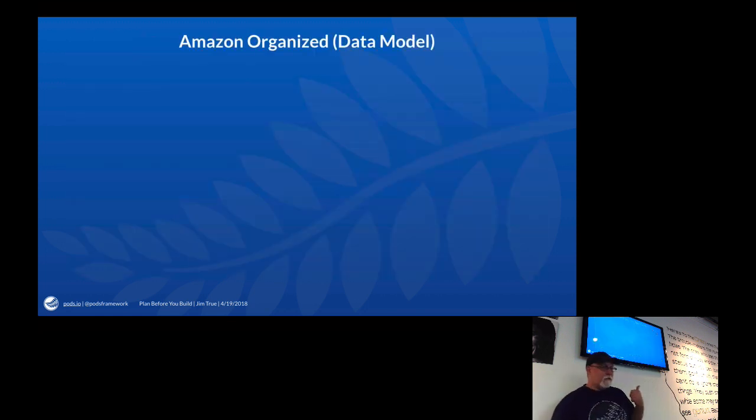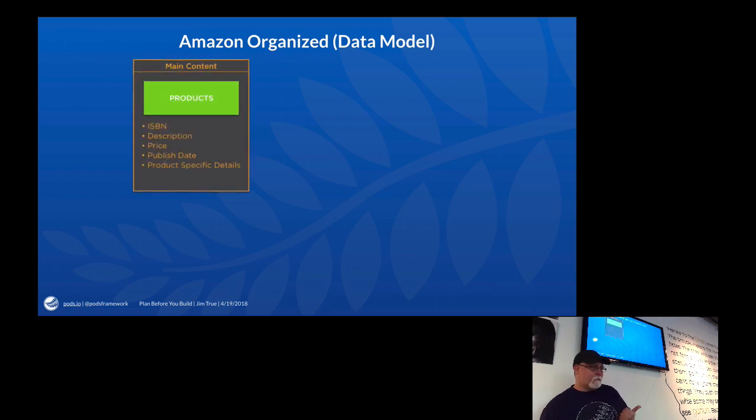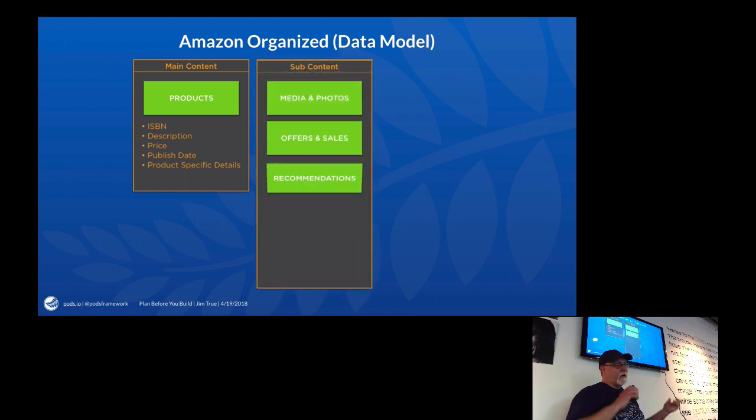So if we were looking at this as a data model, the main content for their site are their products. Those are some of the field examples of what you would want to collect about the products. And if you've ever played with WooCommerce or any shopping cart type software, you'll know that almost all of them have at least standard product information that you can store: prices, pictures of products, that kind of information. Well, let's take it one step further.